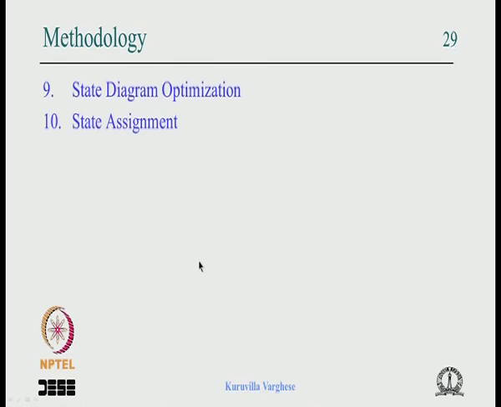So that is state diagram optimization. You can remove the redundancies, and we will see how these are done by the tools, and what kind of algorithms are used to detect the redundancy and so on. So that is a step in state diagram optimization. Then we have to do the state assignment after optimizing it.